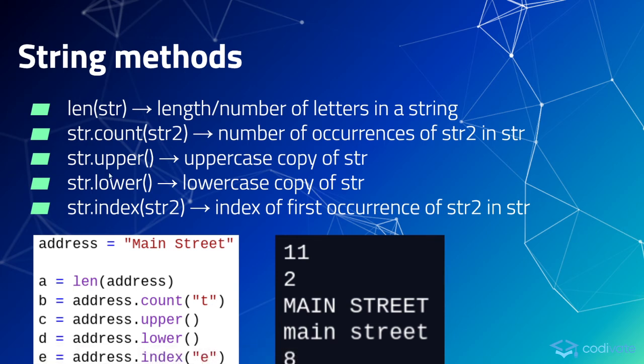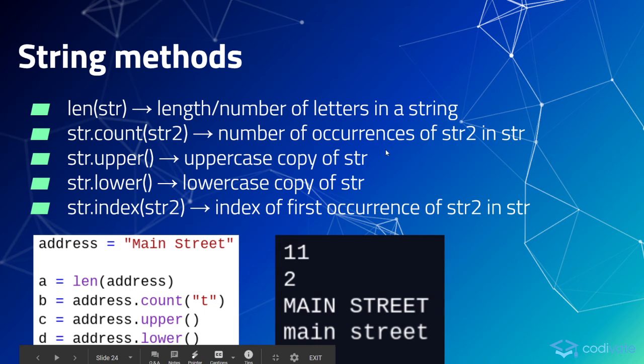So another one is string.upper. This will just give us an uppercase copy of the string. All of the letters will be uppercase. If we were to make a variable c and assign it address.upper, and we were to print that variable out, you can see that we have Main Street in all caps. Similarly, we have the string.lower method that will give us a lowercase copy of the string. We start off with a variable called d and assign it address.lower, so we'll get Main Street without any capitalized letters.